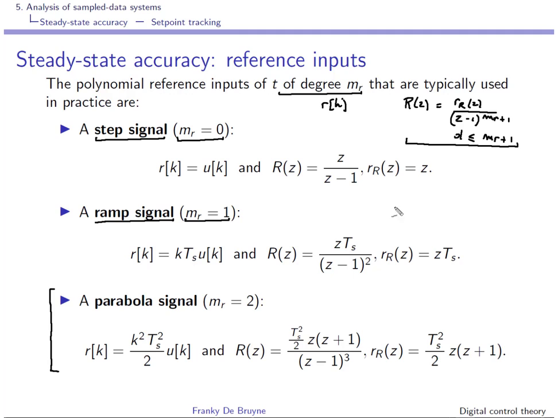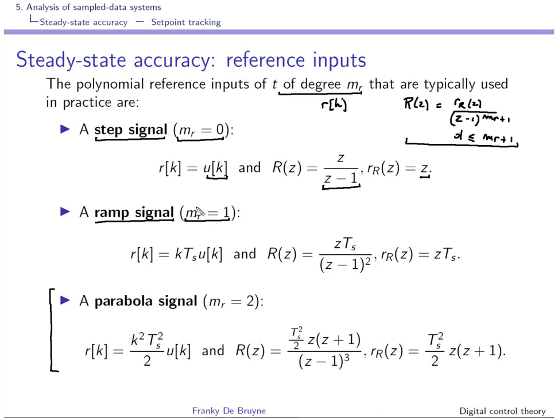So let's check if this makes sense. If we have here a unit step, then you should be able to find that its z transform is z over z minus 1. So this polynomial over here is simply z, and it is of degree m_R equal to 0 plus 1. So here we have d with equality. So this makes sense.